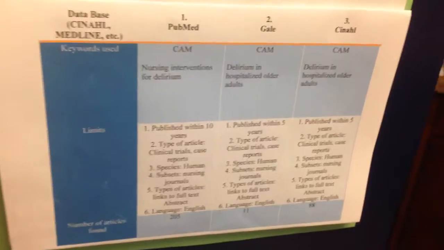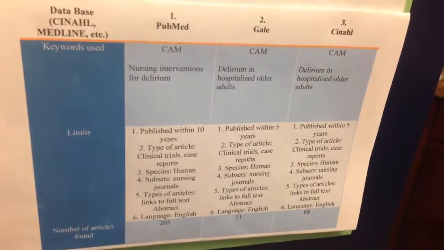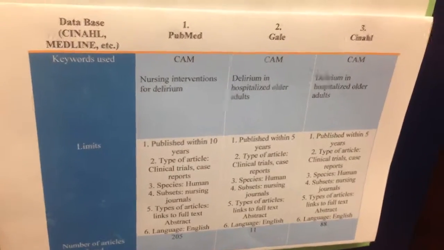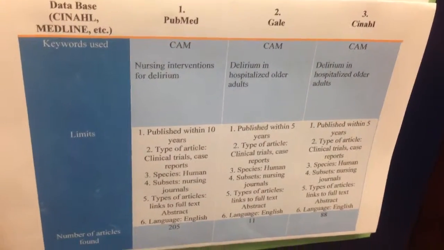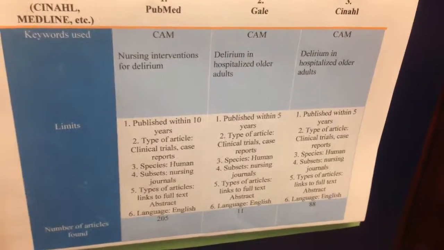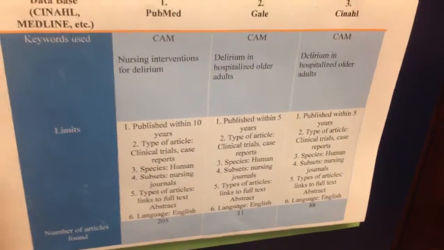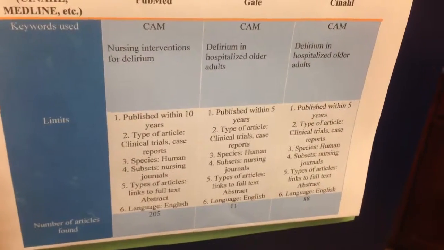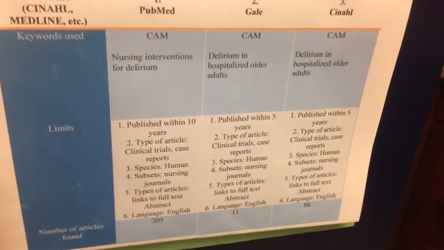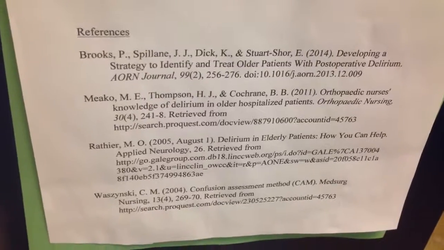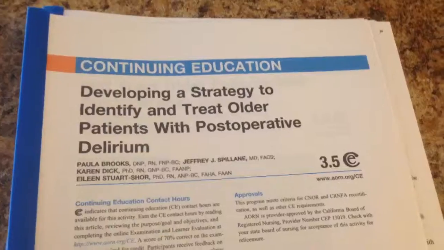This right here is my chart for the sources that I used to collect my articles. I had PubMed, Gale, and CINAHL. Mainly what I searched for was nursing interventions for delirium in hospitalized older adults, and I also searched for CAM, the Confusion Assessment Method. And here are my references, which I will discuss even further for you.